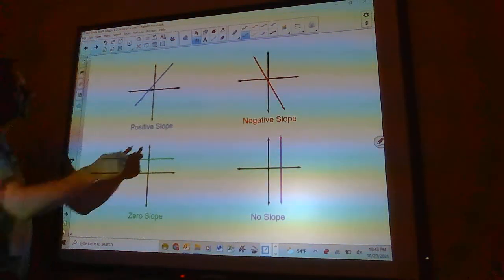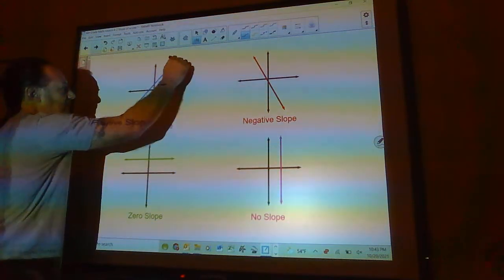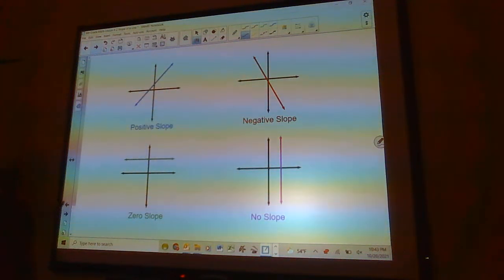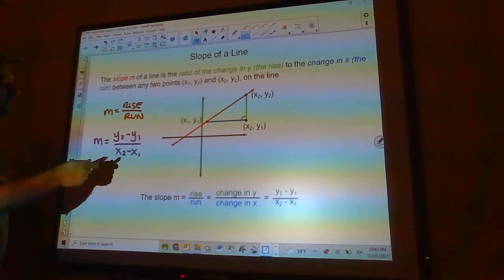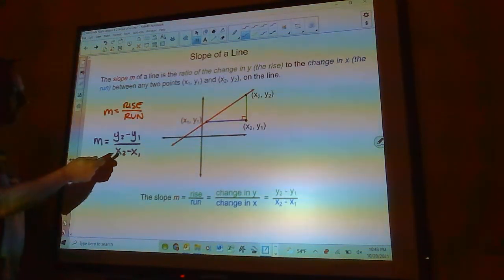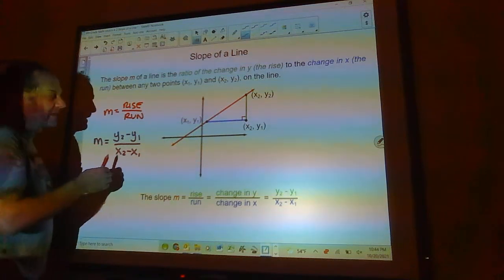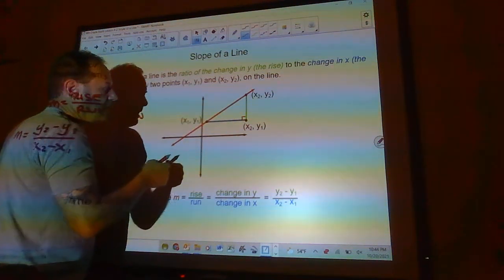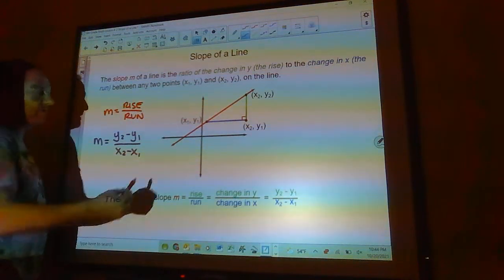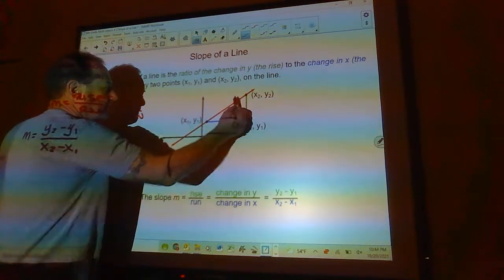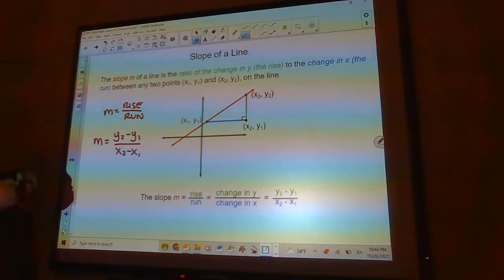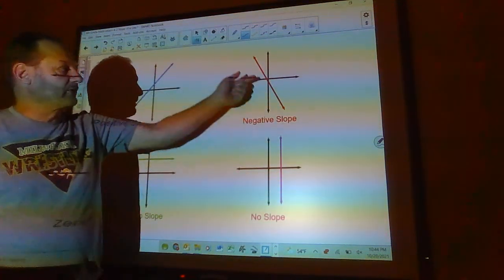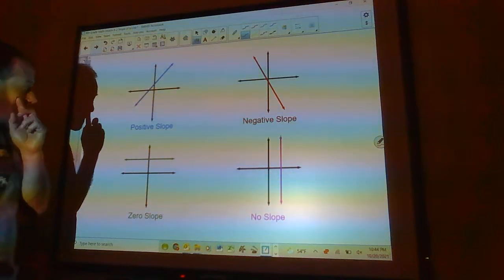Now if I have a line that looks like this, where it's going uphill to the right, that is a positive slope. So if I'm calculating a slope, and it's negative for this line, I know it can't be right because this line is going uphill to the right. That's a positive slope every time. Here is a negative slope. It's going downhill to the right.